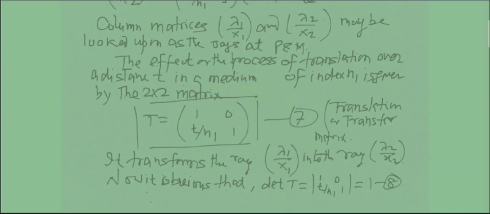So now it is obvious that the determinant of T equals this. So it is equal to 1 basically. How have we found it? This multiplied by this, 1 into 1, minus this multiplied by this, 0 into t by n1. So 0 into t by n1 is 0. So 1 into 1 minus 0 equals 1. Okay. So this is your equation number 8.